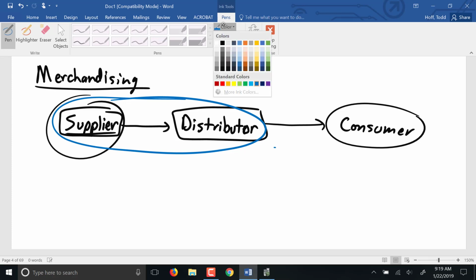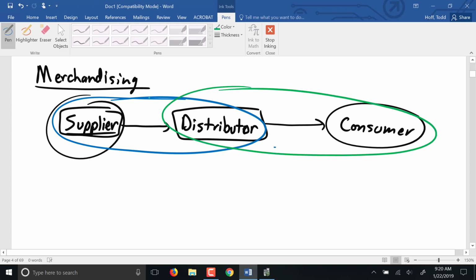Second section then is going to be distributor to consumer, which will deal with our markups, markdowns, and dealing with perishable goods. So that's just our little summary of our first couple sections.